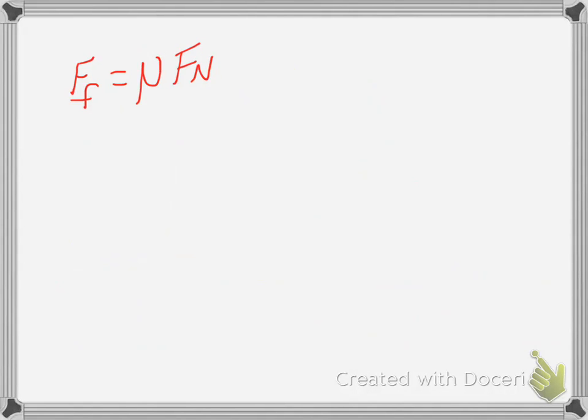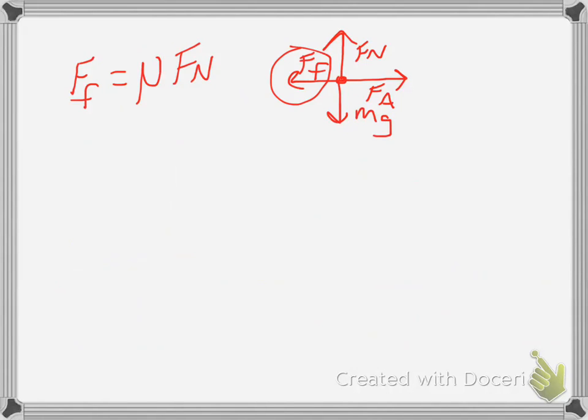A case in point here would be a book sitting on a table being pulled with a force applied, and then a force of friction back in the opposite way, and then mg, which is the weight, equal and opposite to Fn. So this force of friction that I just circled is dependent upon that force normal and the coefficient, that is, the nature of the surfaces.